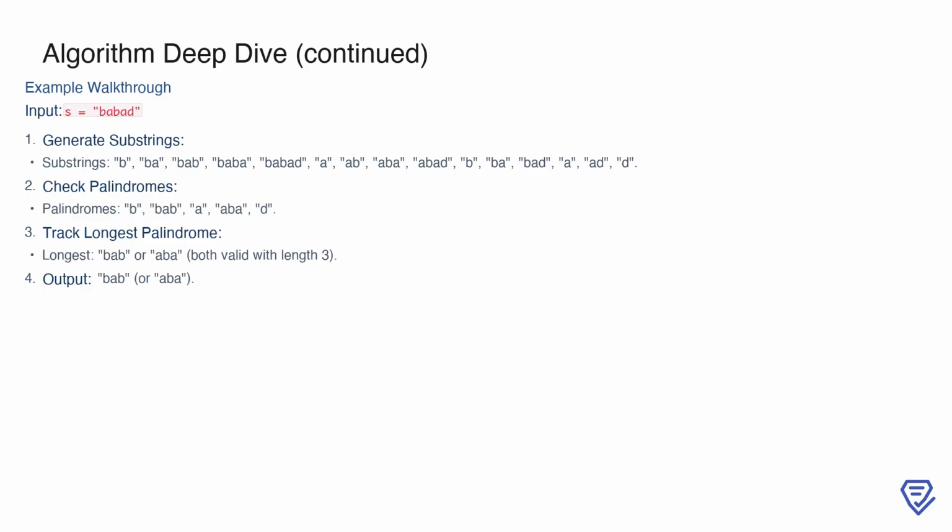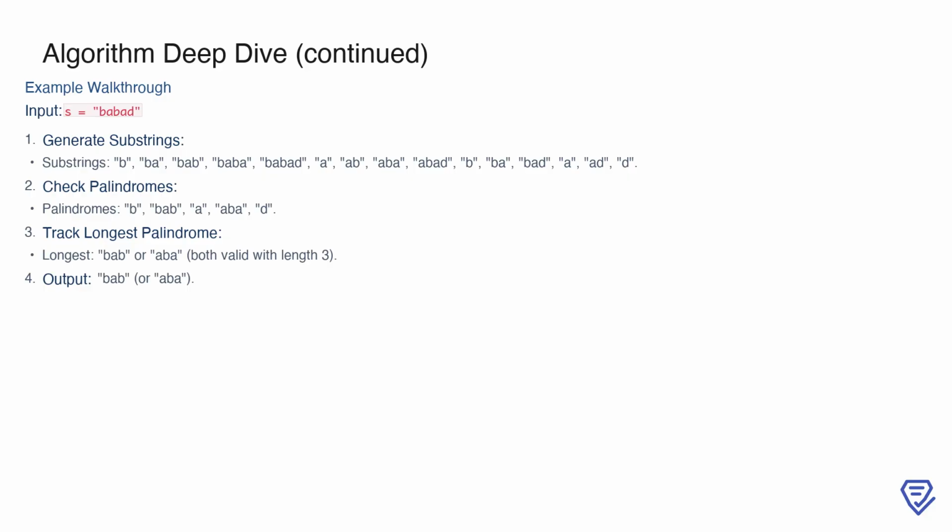While tracking the longest palindrome, we compare the lengths of these palindromic substrings. Both "bab" and "aba" have a length of 3, which is greater than any other palindrome found. Since both are valid answers, we can return either one as the result. In this case, the output is "bab", though "aba" would also be correct. This example demonstrates the process of generating substrings, verifying palindromes, and updating our result to ensure we return the longest palindromic substring.